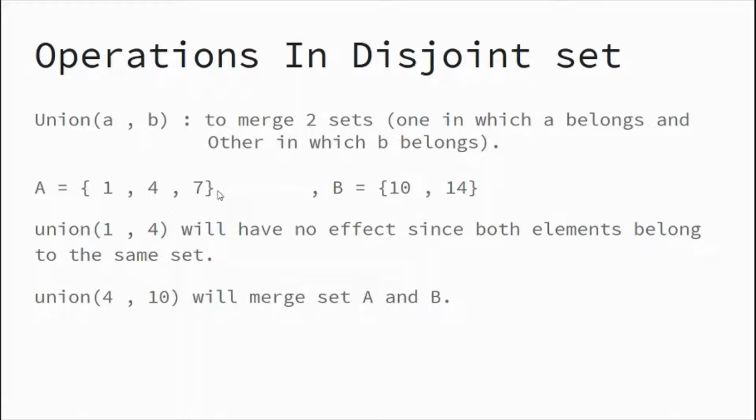For example, if we have two sets, one in which there are 3 elements, 1, 4 and 7, and another in which there are 2 elements, 10 and 14, calling union 1 4 would have no effect, since 1 and 4 belong to the same set. But calling union 4 10 would merge A and B. Why? Because 4 belongs to set A while 10 belongs to set B. So what union would do is merge these two sets into a single set.